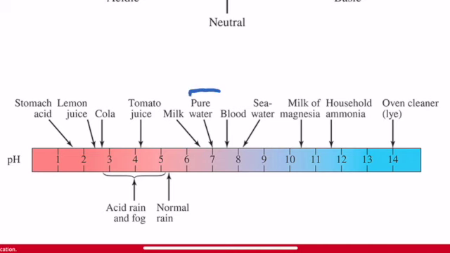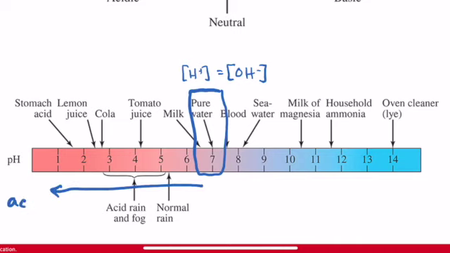So on the pH scale, we know that pure water has a pH of 7, and that's a neutral solution, because the concentration of hydrogen ion is exactly equal to the concentration of hydroxide ion. All of these that are acidic solutions are less than pH 7, and all of these that are greater than 7 are basic solutions.